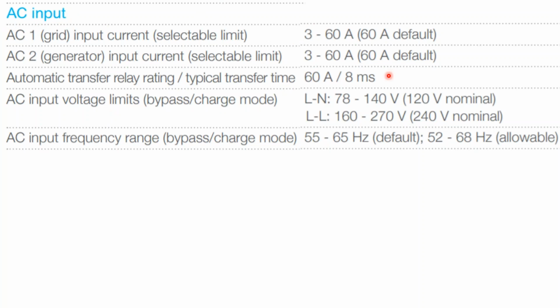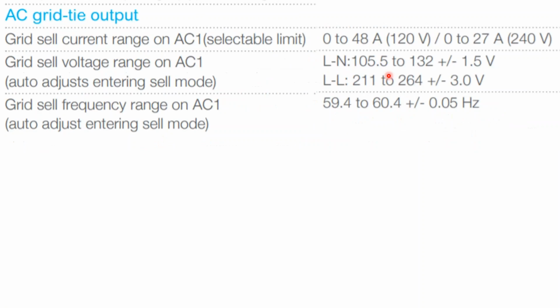8 millisecond transfer. And then these battery inverters can also be used for frequency correction on the grid as well.